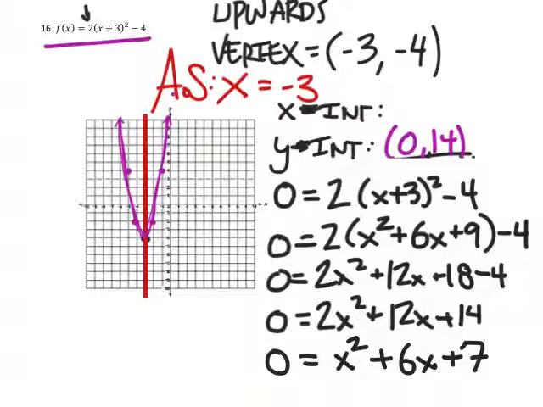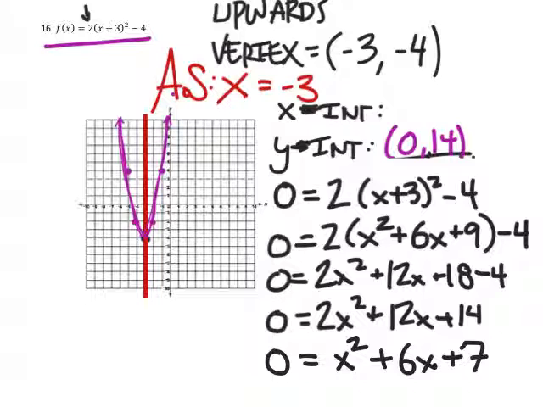But this is not going to factor out very well. 7 is only factorable by 1 and 7, and we can't make that work in a way to get us the sum of a positive 6. So the quadratic formula here is actually necessary. Let's go ahead and do that.